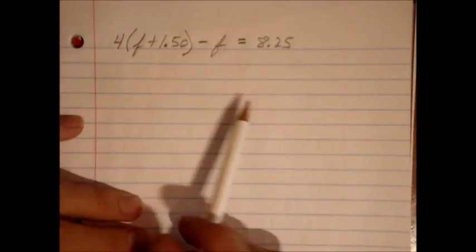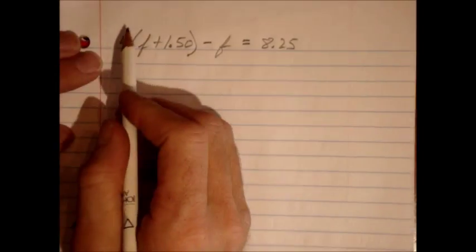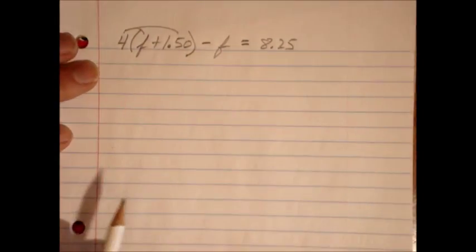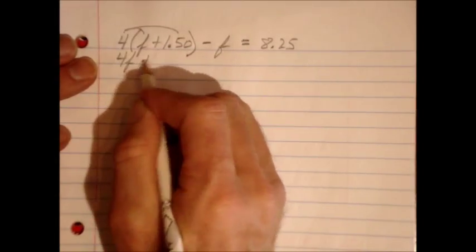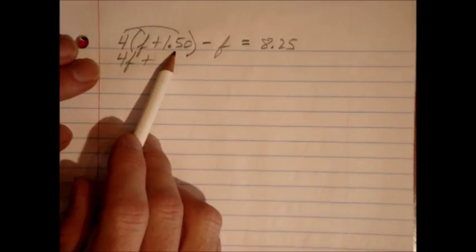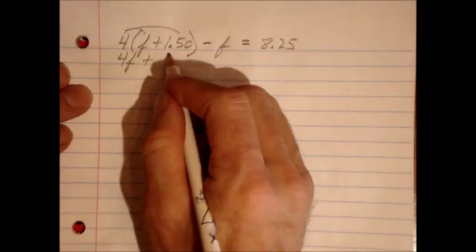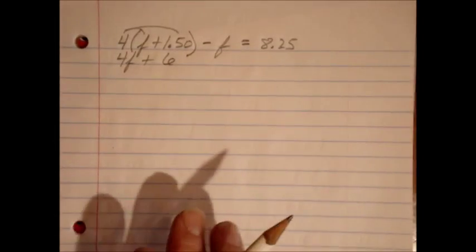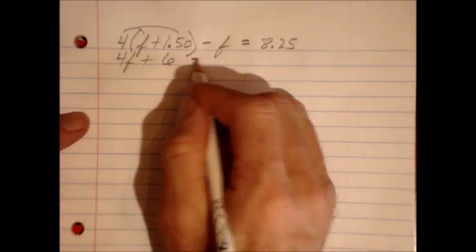But actually, I'm gonna help you out. You have to distribute first. We gotta clean up this left side. So it's gonna be 4F. What's 4 times $1.50? Multiply by 2 twice. $1.50 times 2 is $3. Times 2 is $6. See how easy that is? Bam. When you multiply by 4, multiply by 2 twice, because 2 times 2 is 4. All right?